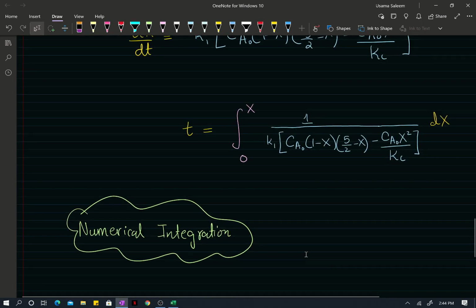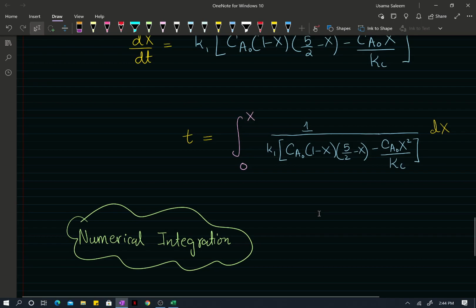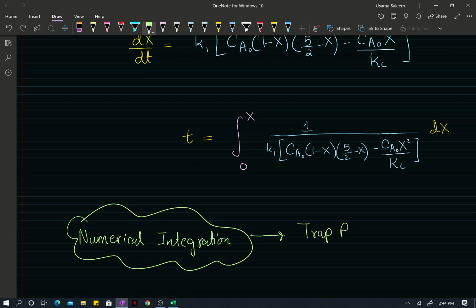So the focus of this video is actually going to be the numerical integration part. If you followed the previous example, I used the trapezoid rule in Excel. So I'm gonna be a little old school.